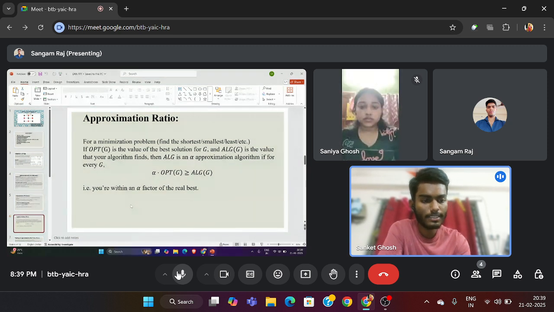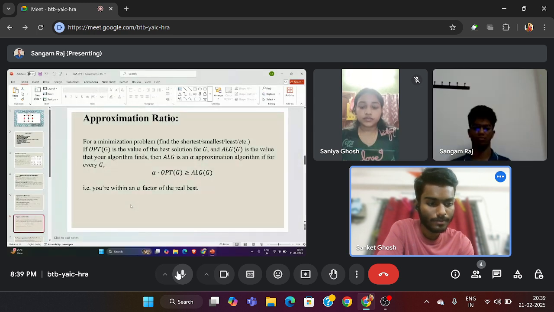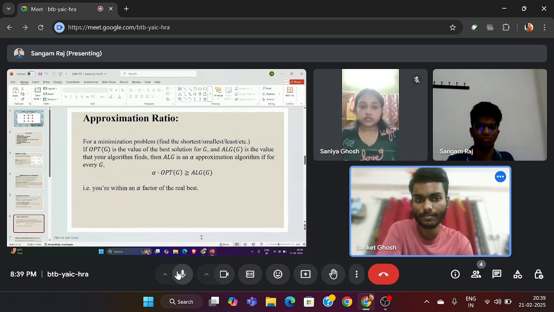As an example, we can say that the approximation ratio is 2, and it means the algorithm's solution will be no more than twice the cost of the optimal solution. So now, Sangam, please discuss the next slide.